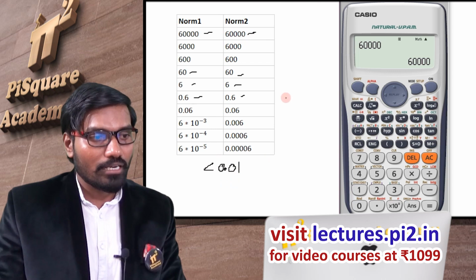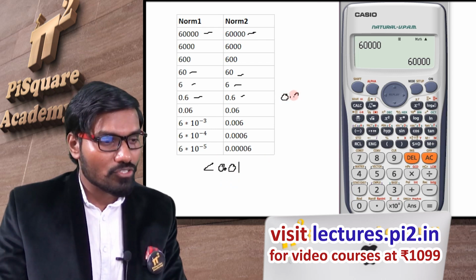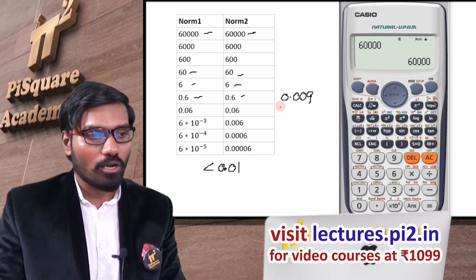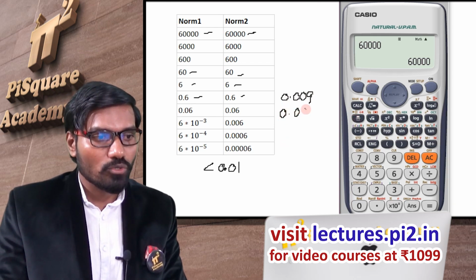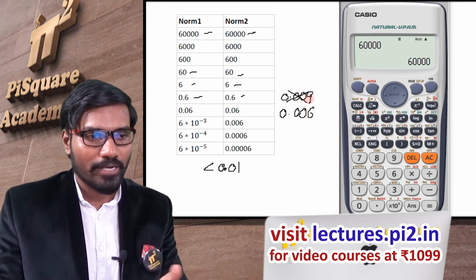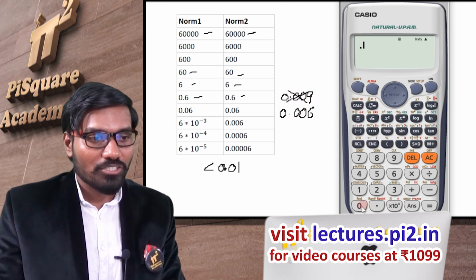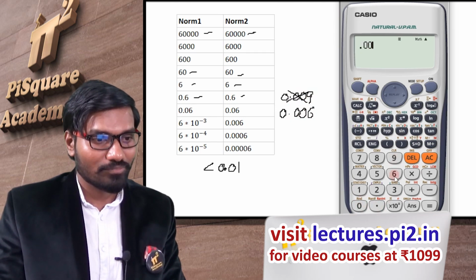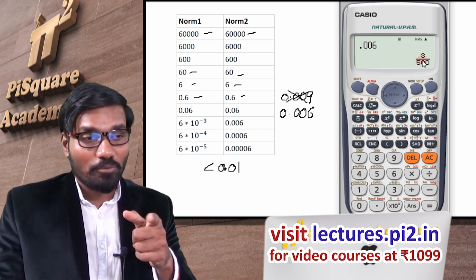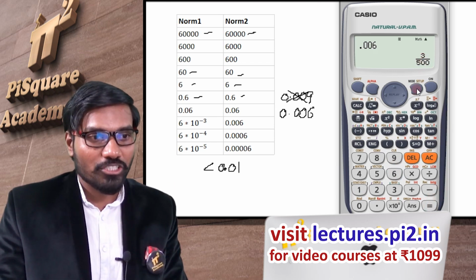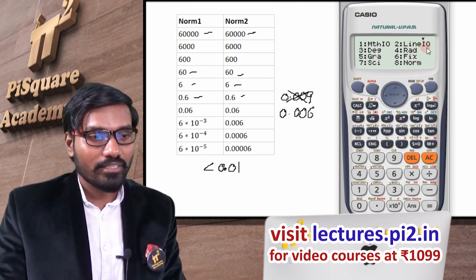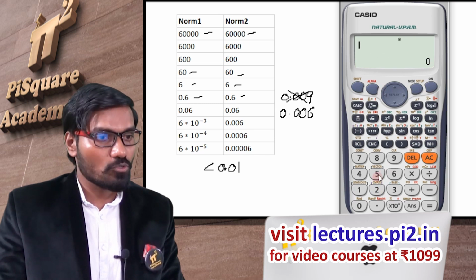Let me enter a value, 0.009. I'm just entering that value, or maybe 0.006. Let me enter 0.006 or maybe 0.009. Let's see how much will be the result. 0.006. Now if I enter, it is in math output mode. Let me just change it to a linear output. That makes things more clear. Linear output.